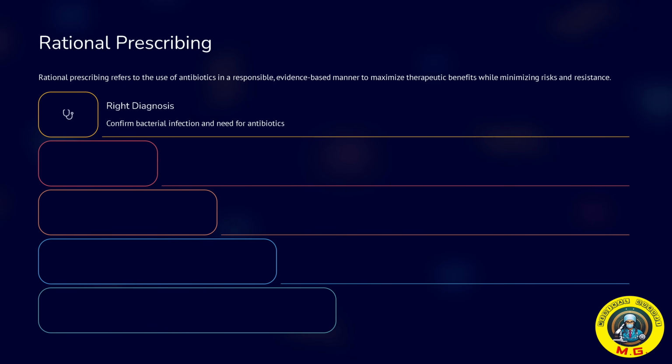First one is the right diagnosis. You should confirm that the infection is bacterial and assess whether antibiotics are genuinely needed. Example, exclude viral infection. Second is the selection of antibiotic. Choose antibiotic based on the likely pathogen, site of infection, and patient-specific factors like allergies, renal, hepatic function, etc.